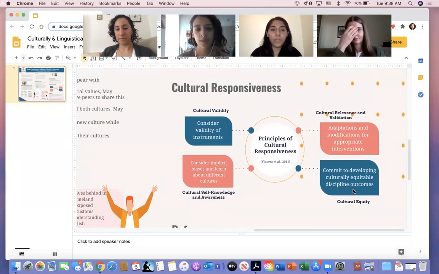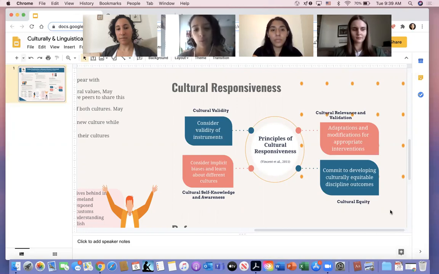There are 4 principles of cultural responsiveness that should be considered in regards to assessments and intervention models. Cultural validity includes considering instrumental validity, or whether the assessment measures what it is intended to measure. Cultural relevance and validation include adapting and modifying to reflect experiences, languages, and values so that interventions are appropriate.